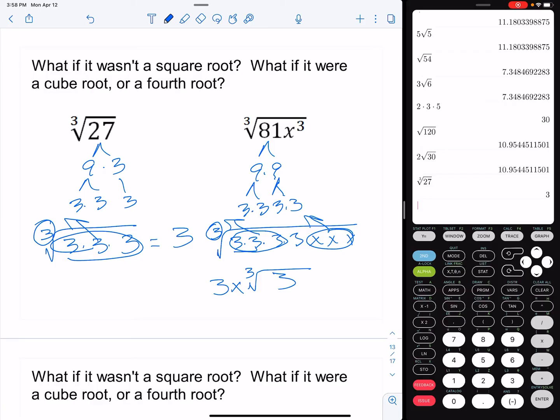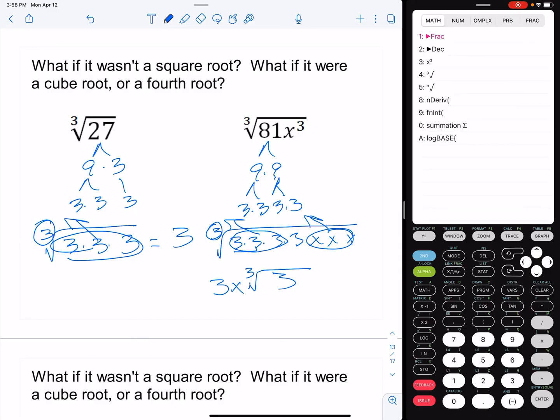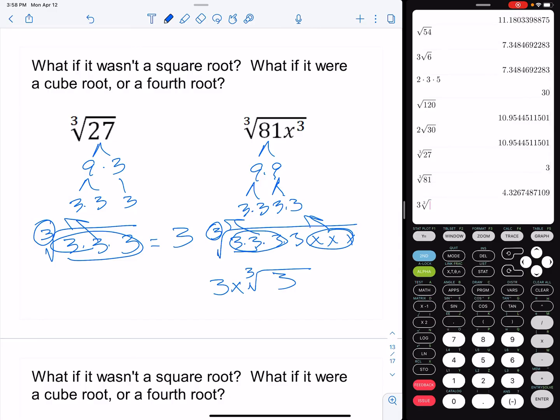Okay, now to check this, again, you can't check it with the letters, but you can check it with the numbers. So we go math, 4, 81, enter. And we end up with 4.326, and so on. Now to check the other one, we're going to do 3, math, 4, and see it gives you the same thing. 3, enter, and notice we have the same decimal answer. So that's how we do cube roots.